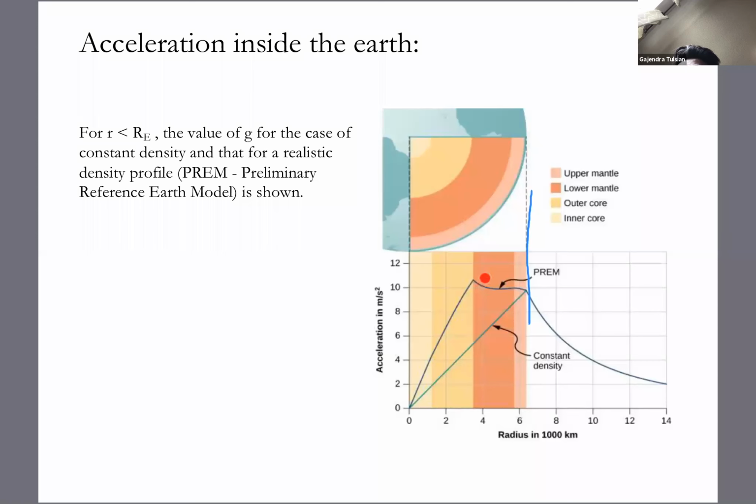Now, this is because the density of the Earth is not uniform. This is the more realistic curve. This is how the acceleration due to gravity varies with depth. So the strongest acceleration due to gravity is at about 3,500 kilometers from the center of the Earth. Okay, so that's what that graph is showing you.